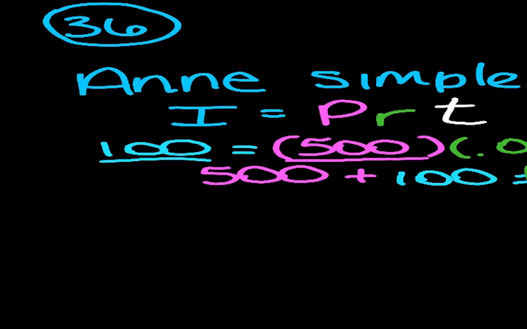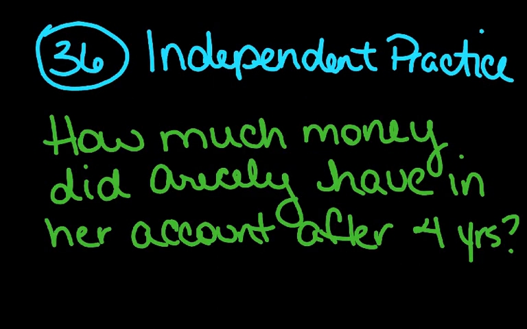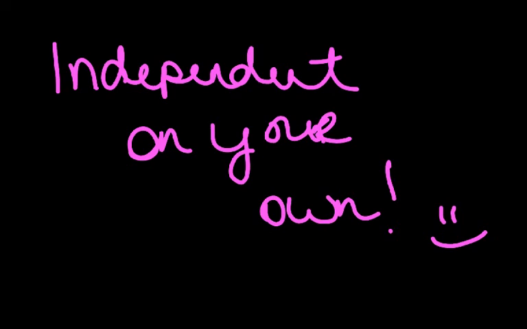Okay, when you do the independent side for number 36, instead of answering that question, go ahead and just find out how much the simple interest is. Okay, so this is a new question for number 36 on the independent practice. How much money did Adeseli have in her account after 4 years? Okay, go ahead and flip it over. Do the other side on your own.